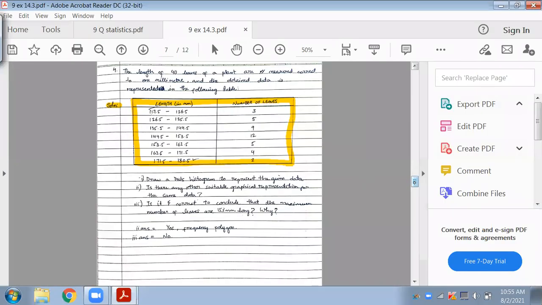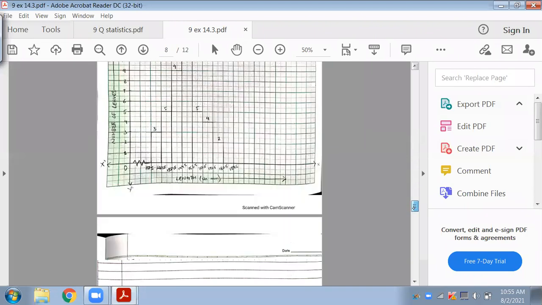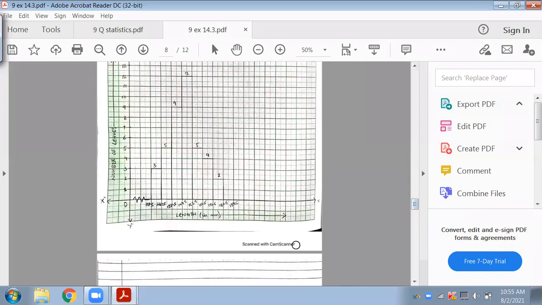Okay, now let's draw. By looking at this table, we're going to draw the histogram. In the histogram, we're going to take the class and frequency. Here the class is given and the frequency is given. Whatever is here is the frequency, and this is the class. So we'll take the class and the frequency to draw the histogram. How to draw? The starting part will be quite similar.